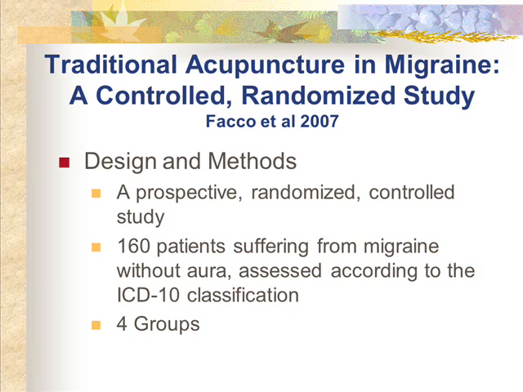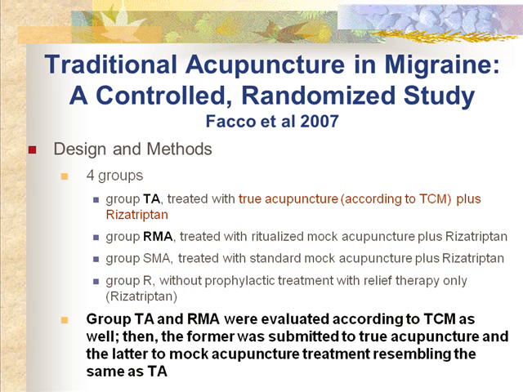Then separate them into 4 groups. The true acupuncture group. So the moment you have diagnosed them, so this 160 patients, maybe 40 patients, you send them to a TCM physician, they diagnose the patient using the TCM criteria and standardize the treatment according to the TCM criteria. So they have the true acupuncture group and they have the mock acupuncture group.